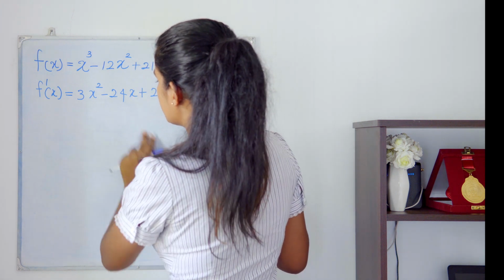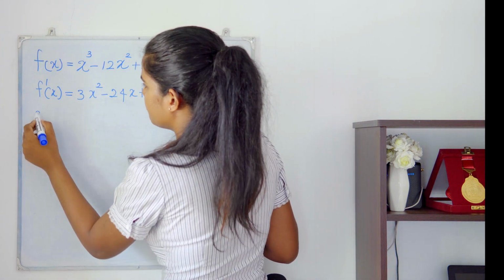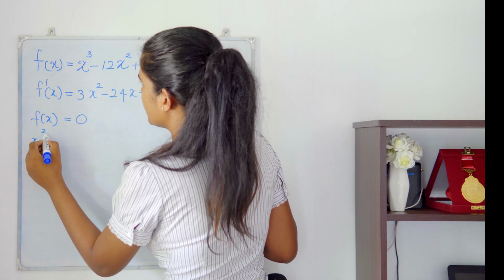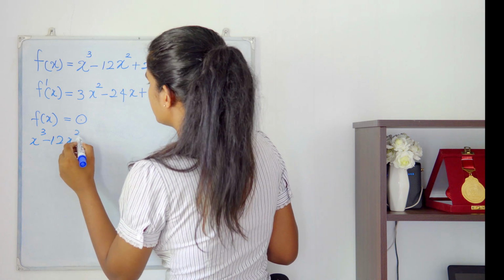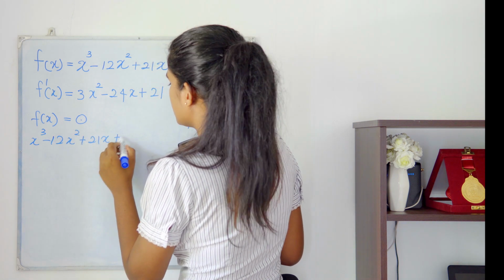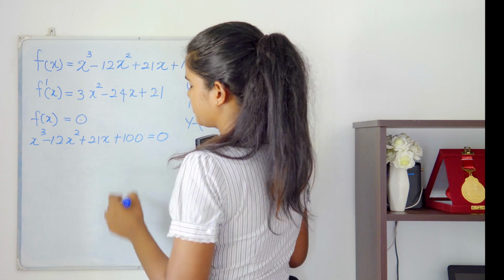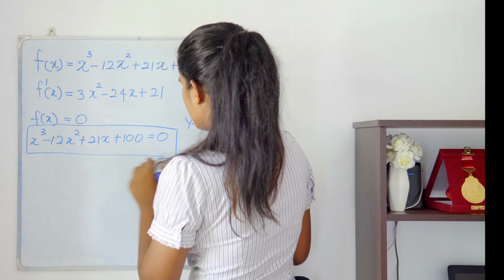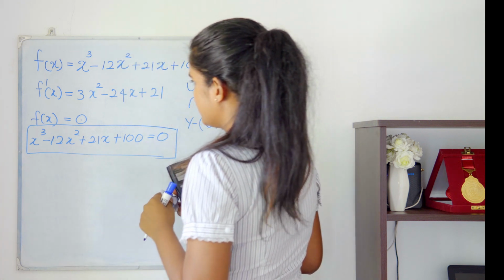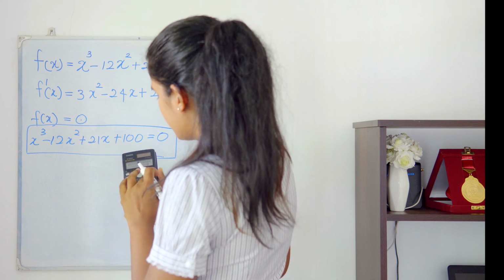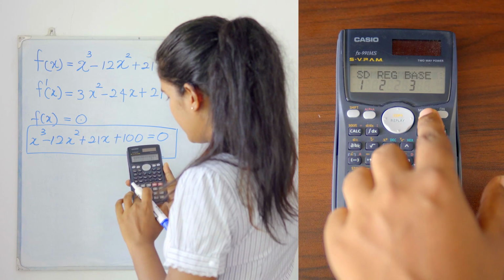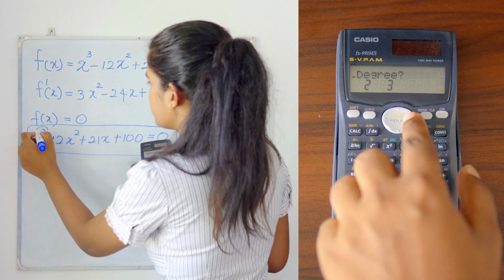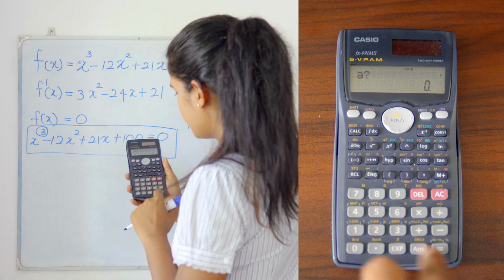To find the intersection points with the x-axis, we have to put f(x) equal to 0. x cubed minus 12x squared plus 21x plus 100 equals 0. This is a somewhat complex equation. Then see how to solve it by using the calculator. As previously, you have to press mode 3 times and press 1 for equations and the arrow for degrees. This is a degree 3 equation, so you have to press number 3.